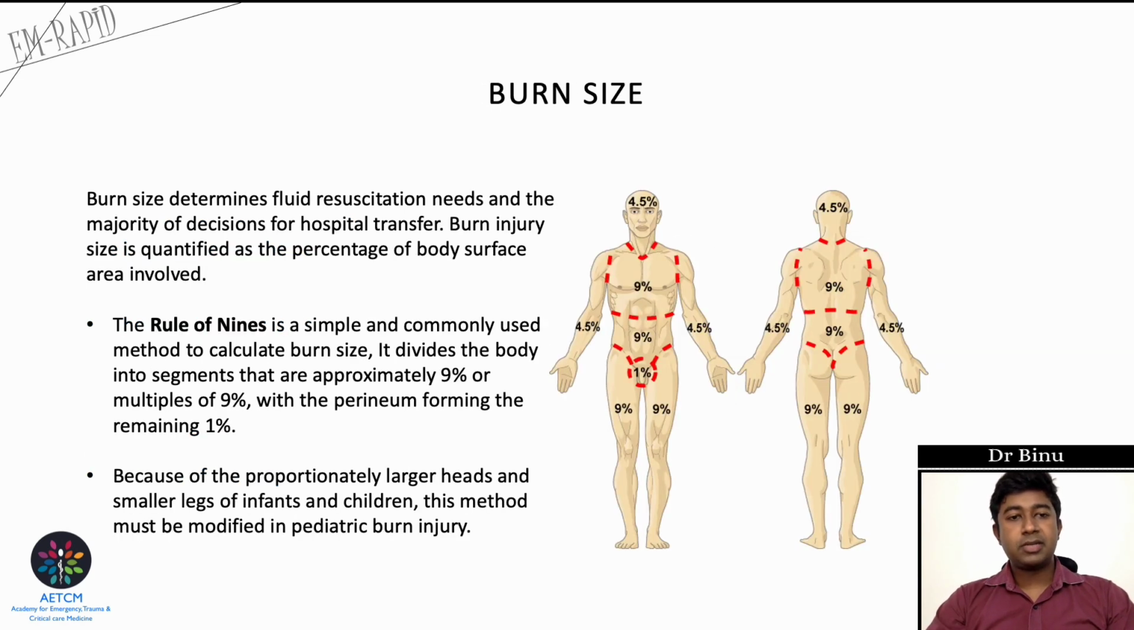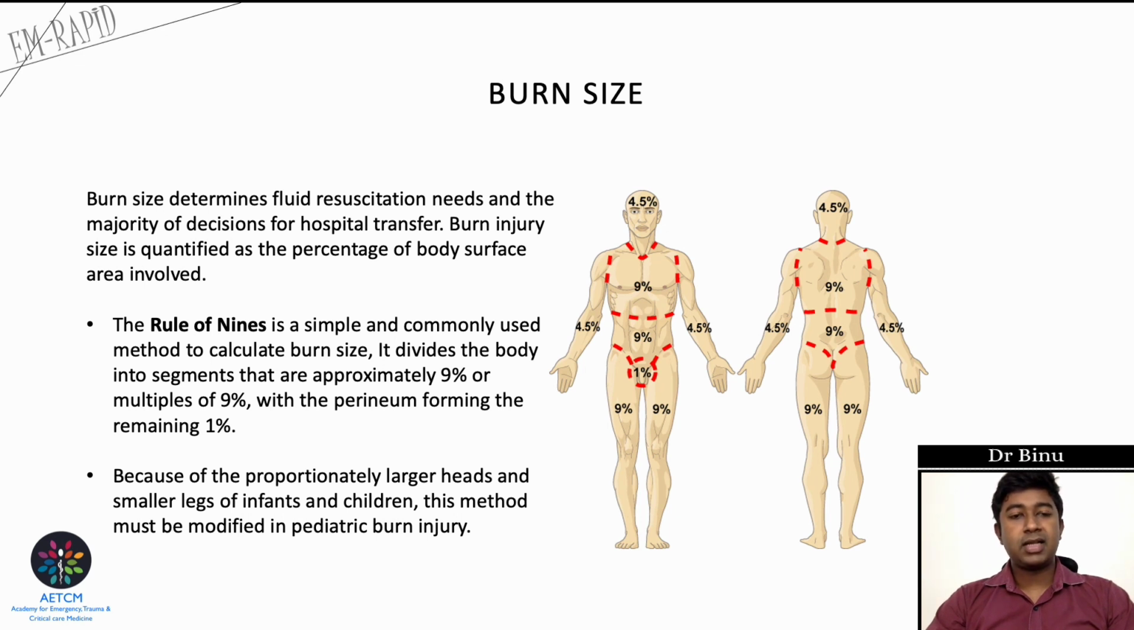The burn size determines the fluid resuscitation needs and also the majority of decisions for hospital transfer. The burn injury size is quantified as the percentage of body surface area involved. The most commonly used method is the rule of 9. It is a very simple and commonly used method to calculate the burn size, and it divides the body into segments that are approximately 9% or multiples of 9%, with the perineum forming the remaining 1%. So there are 11 times 9% along with the perineum at 1%, overall forming 100%.